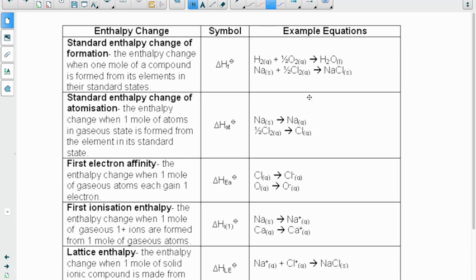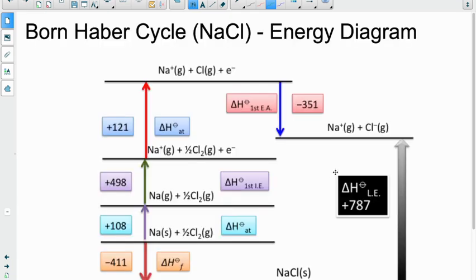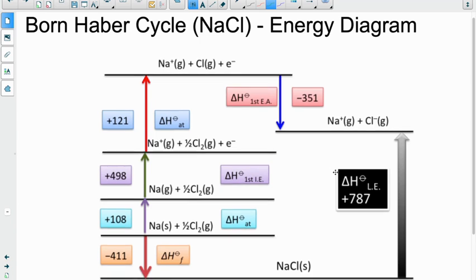Here are the enthalpy changes that I was telling you about. So we have enthalpy of formation of sodium chloride, in our case, atomization, we had electron affinity, we had first ionization energy, and then we had lattice enthalpy. Lastly, we're going to take a look at an energy diagram from our Born-Haber cycle. This is basically the same Born-Haber cycle that I drew. It just looks slightly different because it is showing you this whole process happening on an energy graph or diagram.